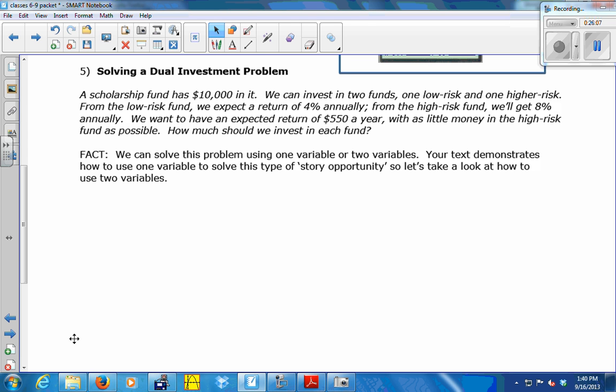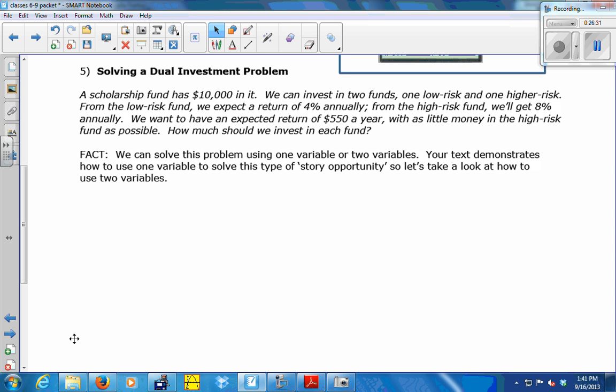So we have 2 options. We have 2 funds. One's low risk and one's a little bit higher risk. And from the low risk fund, we can expect a return of 4% annually. And from the high risk fund, we get 8% annually. And we want to have an expected return of $550 a year with as little money in the high risk fund as possible. So how much should we invest in each fund?